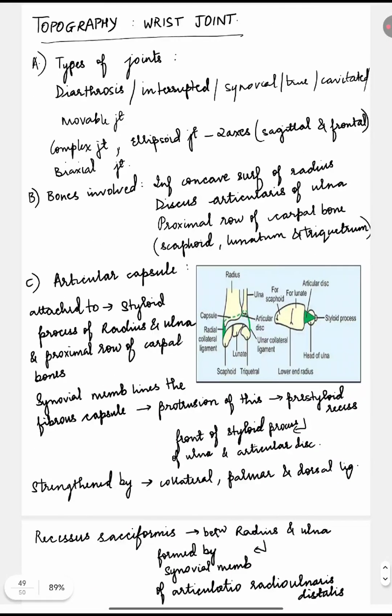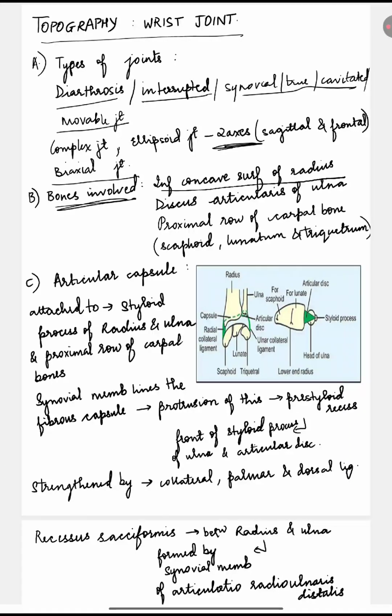Topography of the wrist joint. Now the type of joint is diarthrosis, interrupted synovial true cavitated movable joint, complex joint, ellipsoid joint, which is two axis, biaxial joint. Bones involved are the inferior concave surface of the radius, articular disc of the ulna, proximal row of carpal bones, which is scaphoid, lunate, triquetrum.